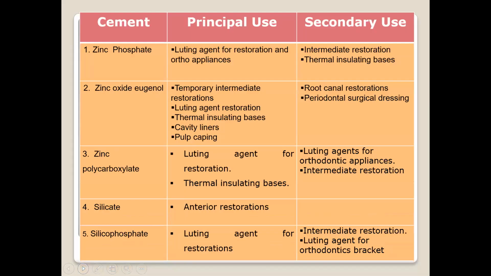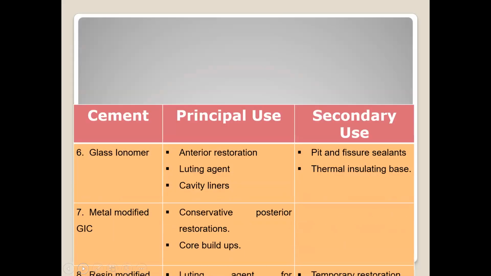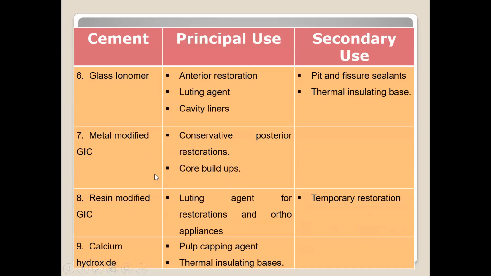According to usage, this is a classification given by Skinner's, where according to primary and secondary usage, the cements have been classified. We'll just go through one example to understand. Example, zinc phosphate. The primary usage is as a luting agent for restorative and orthodontic appliances. Secondary uses are as an intermediate restoration and thermal insulating base. So primary use means the preferred or most desirable usage. The other uses will be known as the secondary usage.